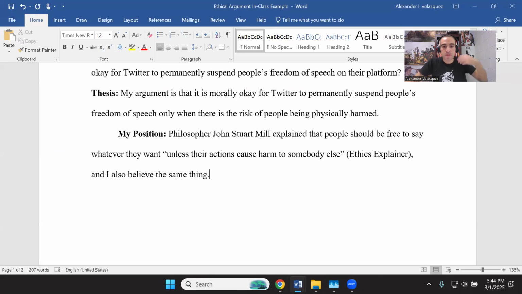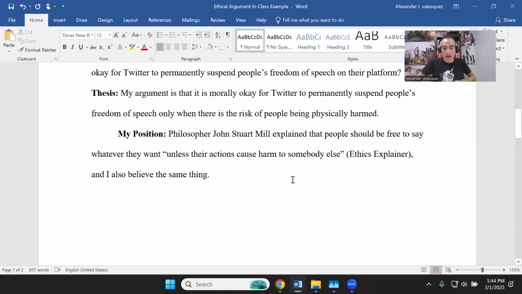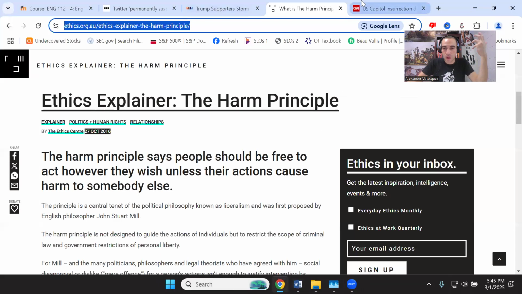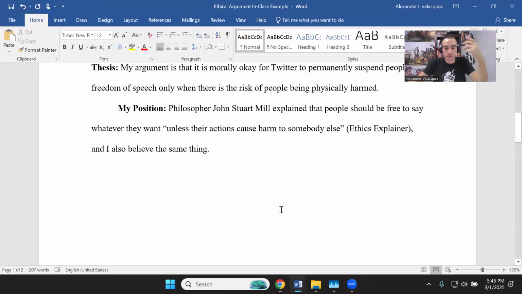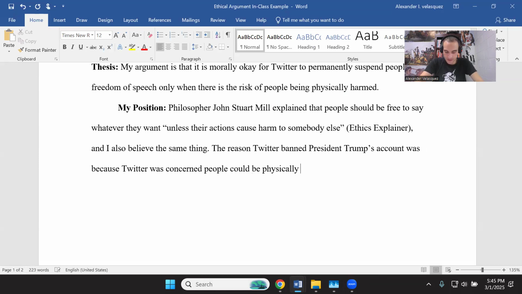Now, let's move on. So the next part, again, is explaining the position in detail. I've explained kind of the first part, but now let me add some more detail to this. So I'm going to say, why did Twitter ban the account? So I'm going to repeat that. The reason Twitter banned President Trump's account was because Twitter was concerned people could be physically harmed as a result of his tweets.